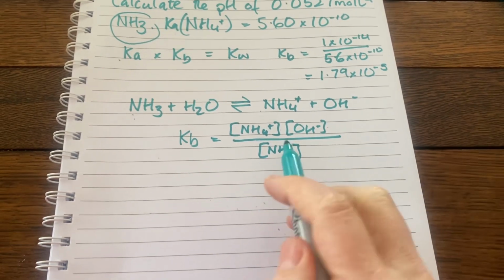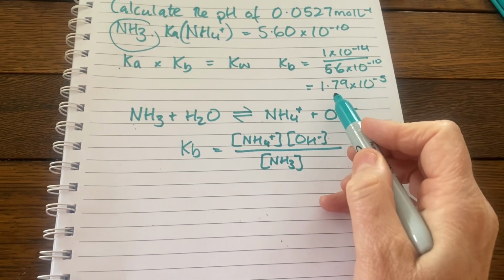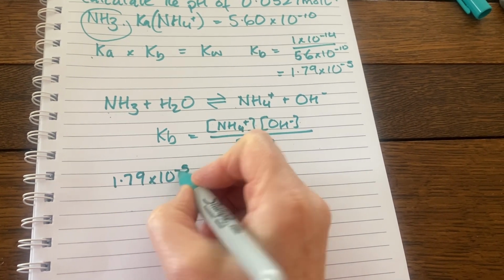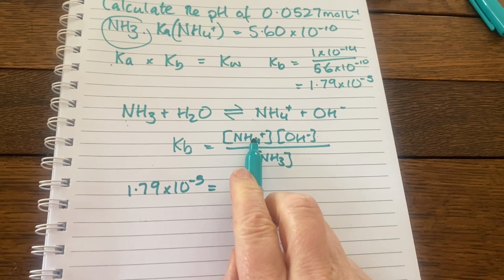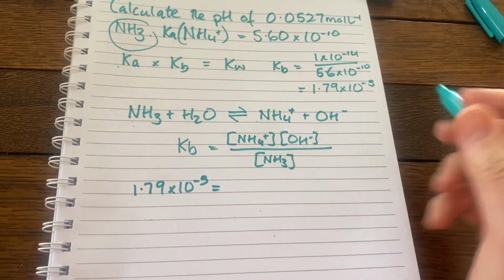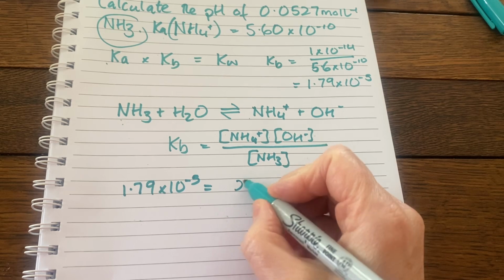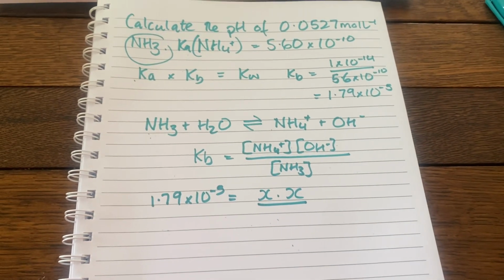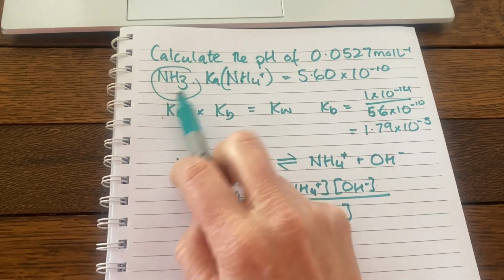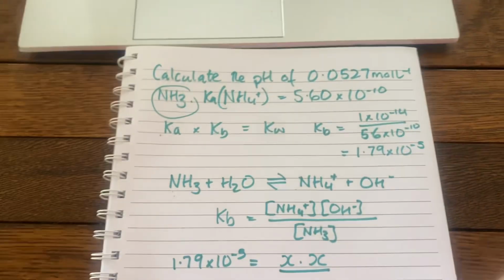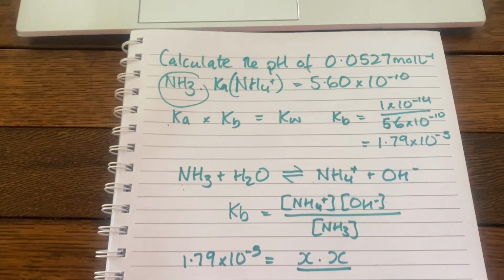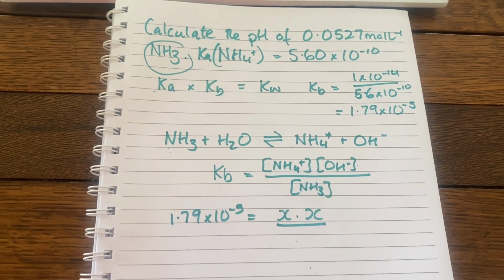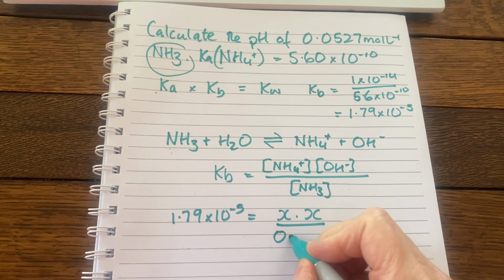So my next job is to sub everything in. So I've got my Kb up here, so I'm going to put this in here. I'm going to make the same assumption that these two are in a 1-to-1 mole ratio, so I'm going to call them X, and so that's going to be X and X. And the second assumption, which is the same, is that because this is a weak base, I'm going to assume that it's just about 0 dissociated. So this concentration here is essentially the concentration of the base itself. So I'm going to put that down here.